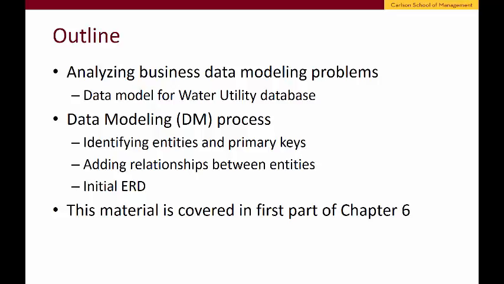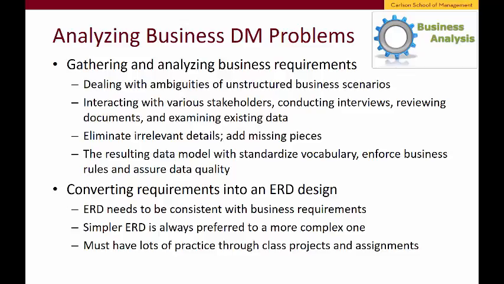In this presentation, we will go through the first two stages of the DM process. 1. Identifying entities and their primary keys, as well as attributes, and 2. Adding relationships between those entities, ending with an initial ERD. This material is covered in the first part of Chapter 6 in the textbook.